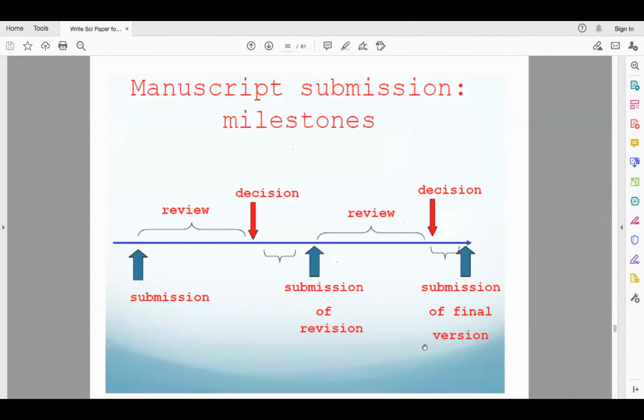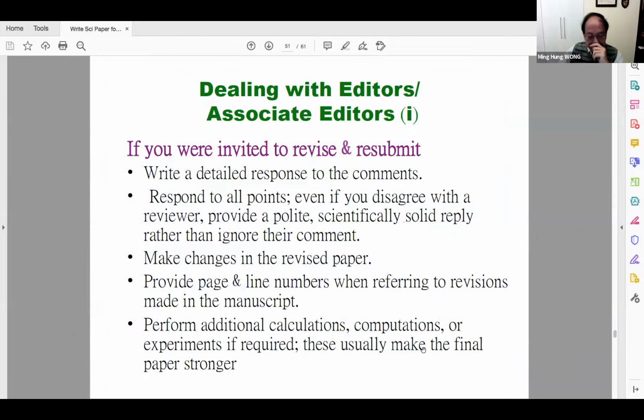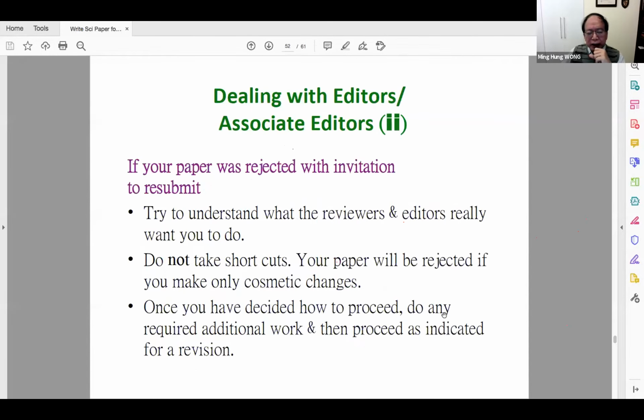So, submission milestones, dealing with editors. Now, if you are invited to revise and resubmit, as we have mentioned, try to understand all the questions, try to address them and act accordingly, solving the problems. If your paper was rejected with invitation to resubmit, I think you need to sit back and look at all the questions, whether you want to spend a few months repeating some of the experiments or starting another experiment. You need to decide whether you want to do that or submit to another journal.